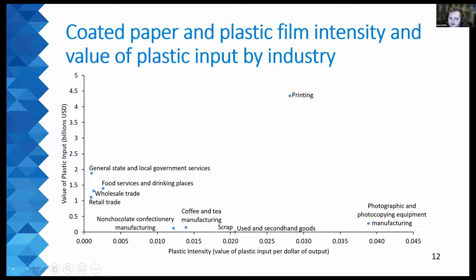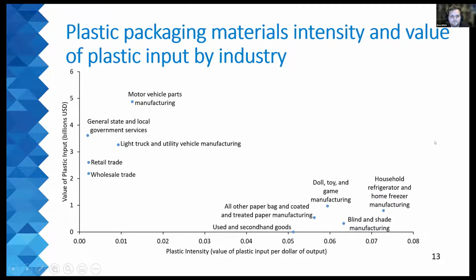So you've got photographic and photocopying equipment manufacturing that has a relatively high plastic intensity for coated paper and plastic film, but quite a low value of coated paper and plastic film as an input. And the same goes for scrap and used in second-hand goods. So policymakers and consumers looking to reduce coated paper and plastic film, it would be worthwhile targeting the printing industry, as that has both a relatively high value of input and high plastic intensity as well.